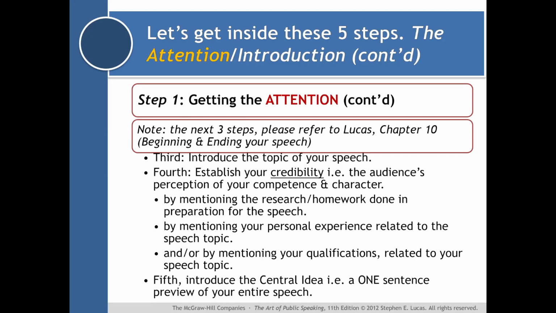Okay? So some of the ways you can establish your credibility are by mentioning the research or homework done in preparation of your speech. You can mention your personal experience related to the speech topic, and you can mention your qualifications which are related to your speech topic. That is one of the ways. Okay? Last, you introduce the central idea, which is one sentence that previews the entire speech. Okay, so what are you going to address? That will be the central idea.